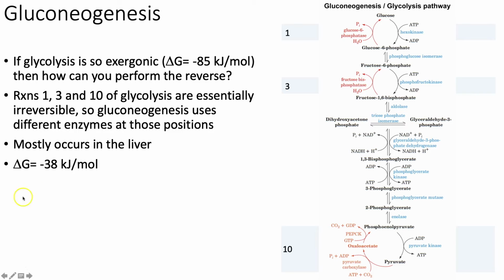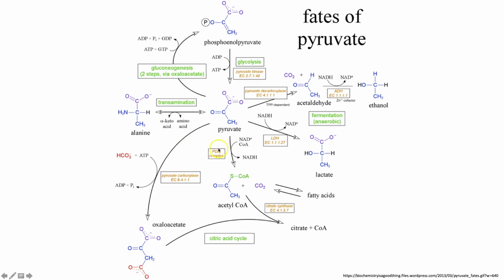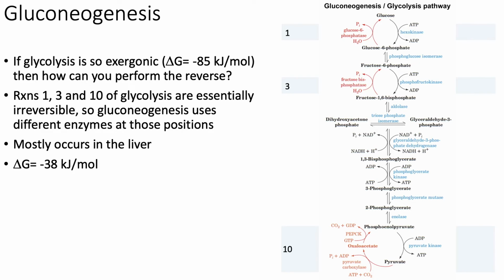Now, I mentioned a little bit about gluconeogenesis. As I said before, one of the things that can happen is we can go the other direction, right? You can follow gluconeogenesis. And so what we can do is go backwards. And so this whole process, glycolysis, is very exergonic.